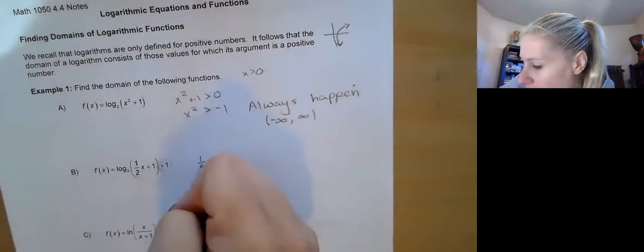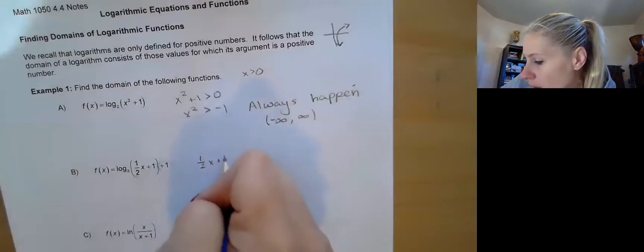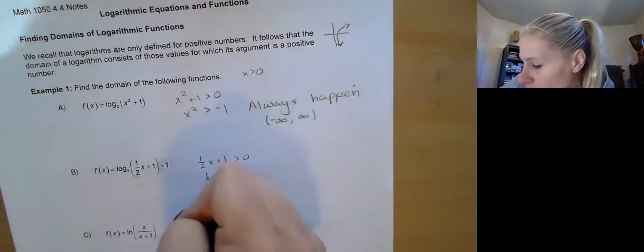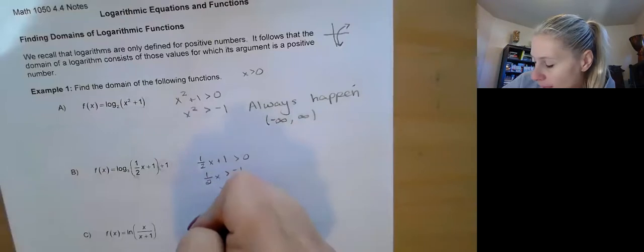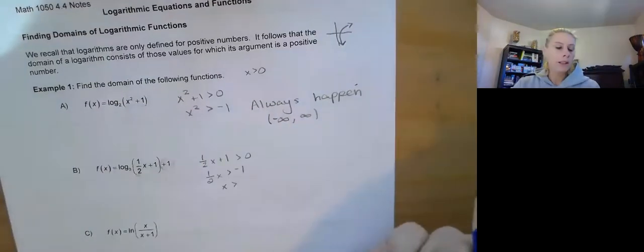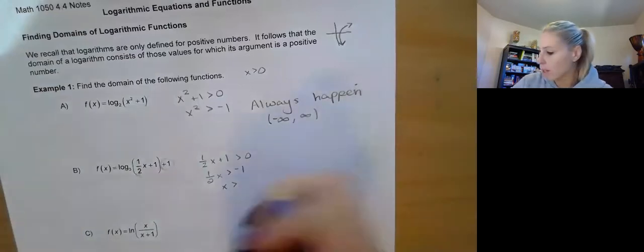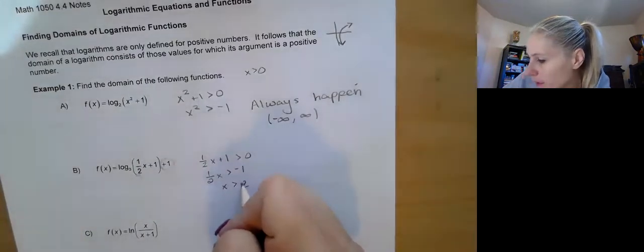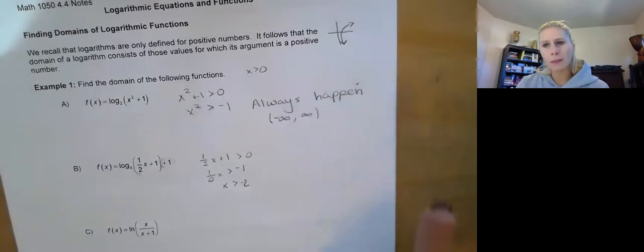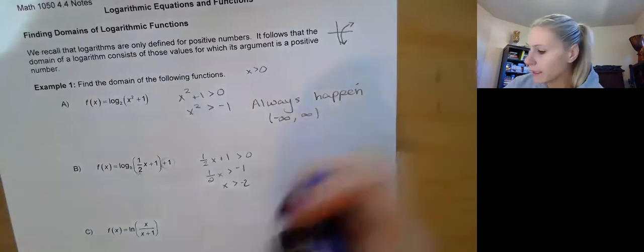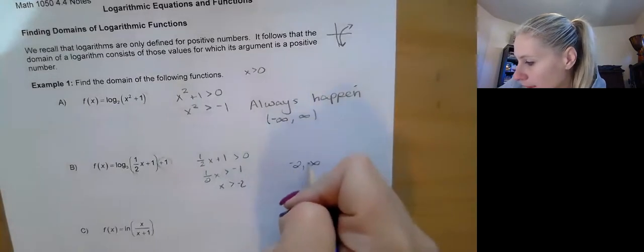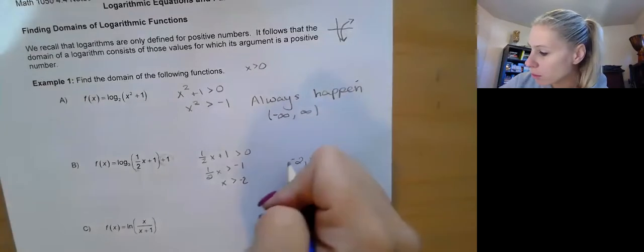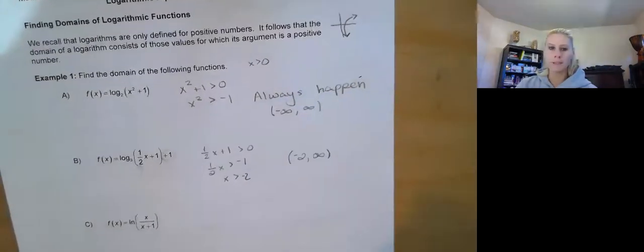So I get 1/2 x plus 1 is greater than 0. So 1/2 x is greater than -1, and x has to be greater than, well, how do you get rid of a 1/2 there? We can multiply it by 2. So we get -2. Again, let's put this into interval notation just in case our answers are not accepted as inequality. So x is greater than -2 means -2 to infinity. Let's keep in mind that it is not equal to, so we have to have a parenthesis there.